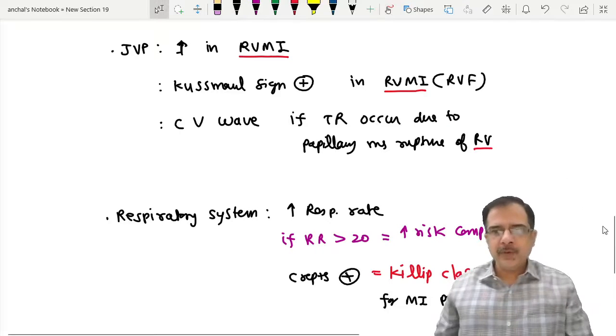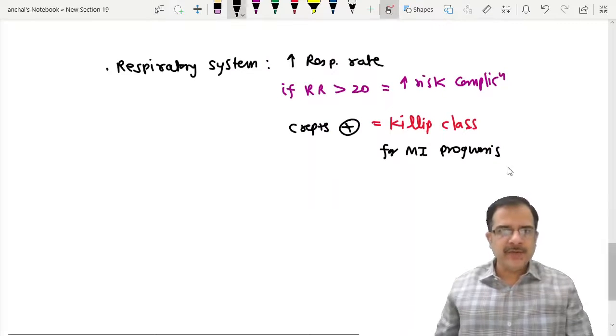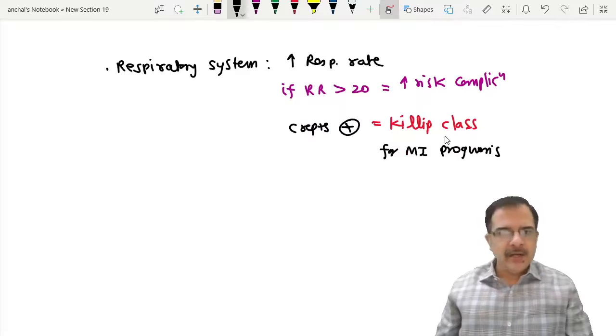For the MI prognosis, we will be discussing that later on when we do the prognostic factors in myocardial infarction. Then the cardiovascular system examination, CVS.